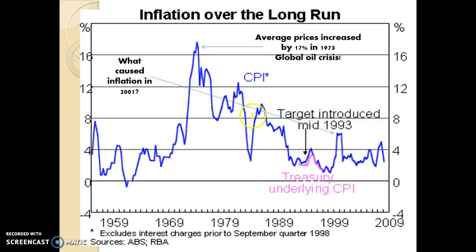Just looking at inflation in Australia from 1959 to 2009, a couple of key points. We had massive inflation in the 70s, and that was largely due to a lack of oil, which was causing massive oil price increases. In 2001, inflation spiked. Does anyone know what happened in 2000 or 2001? They introduced the GST, so that increased the price of goods and services.